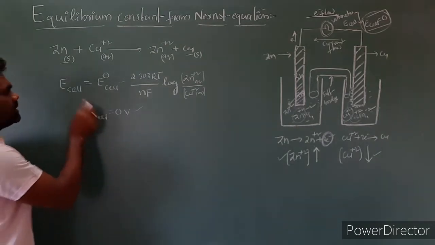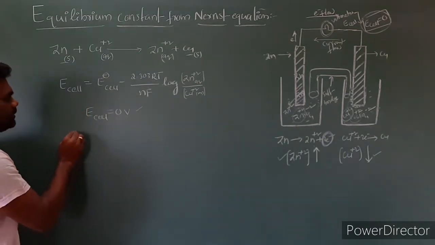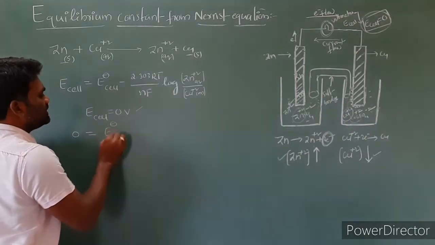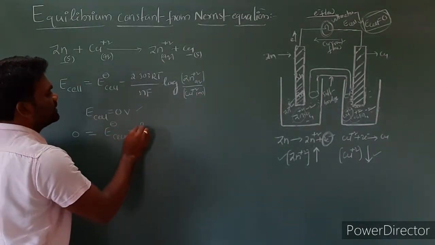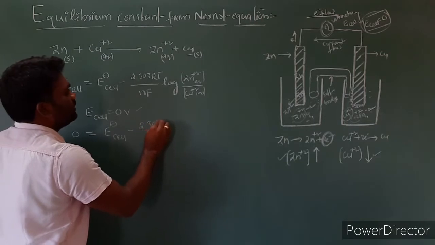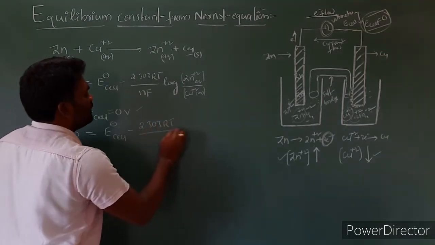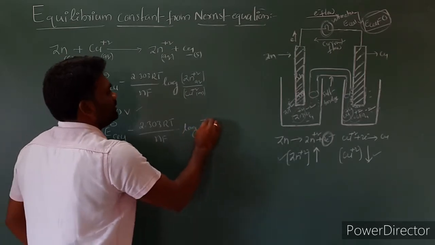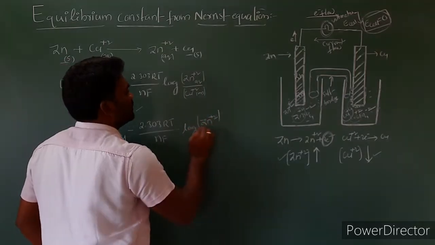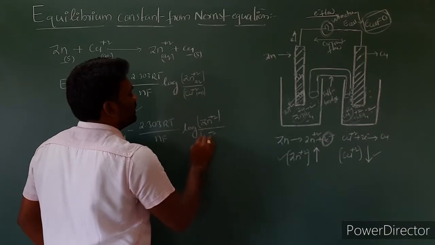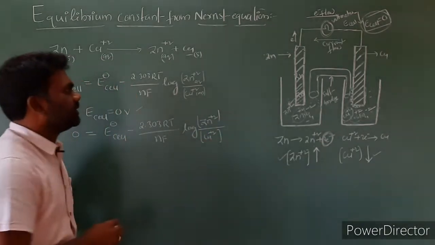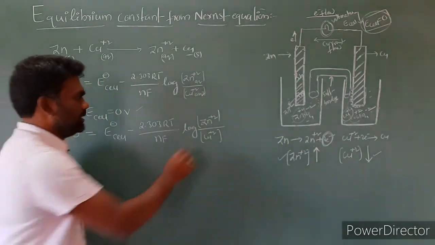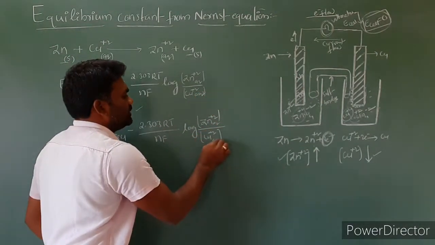Then substitute this value in this formula. We get 0 is equal to E standard cell minus 2.303 RT/nF log of Zn2+ ion concentration by Cu2+ ion concentration. This is the accurate form.